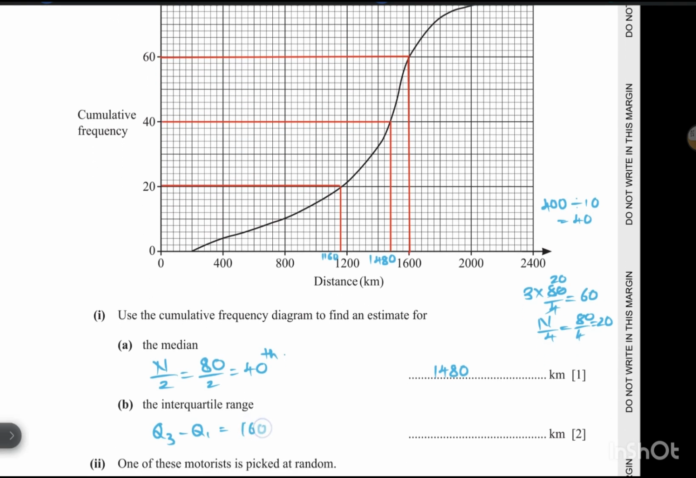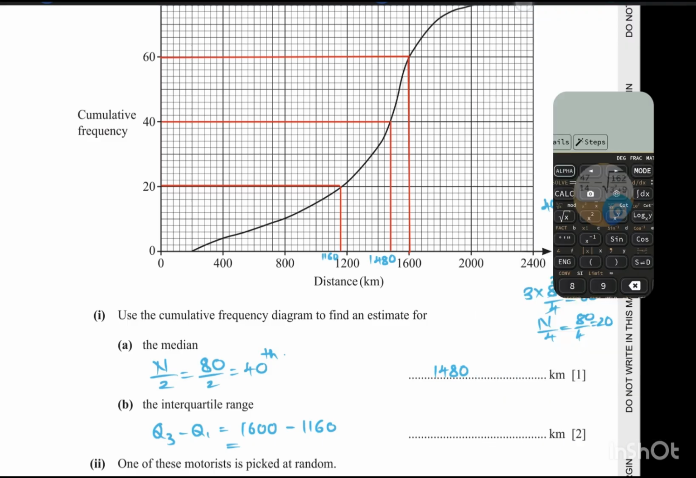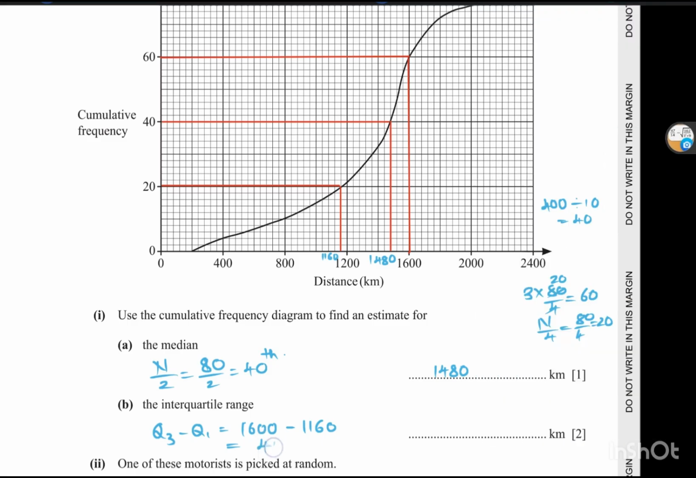1600 minus 1160, we get, can use calculator, 1600 minus 1160, 440. 440 is the interquartile range, 440 kilometers. Question number 1 completed, A and B is done. Now question number 2.